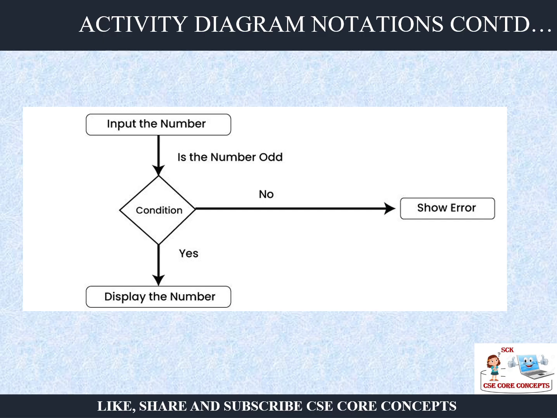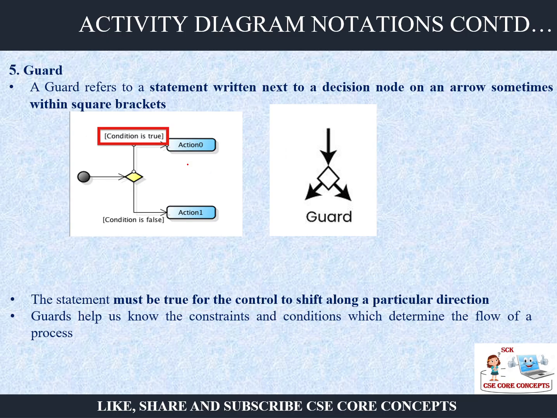If I want to show it using an activity diagram, you can see here that this is the activity, input number. This is the link. Now this is a guard, so the condition is written over here. If yes, you display the number. If no, you show the error. Anything which you write on this is the guard. As I discussed in my earlier slide, it is the statement which is written next to the decision node. Whenever you write it, you can write it within square brackets.